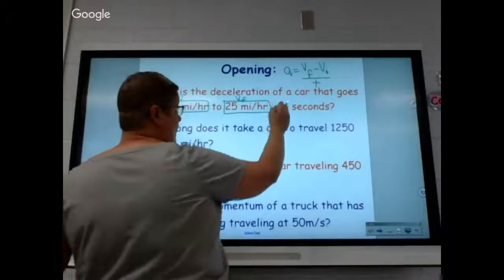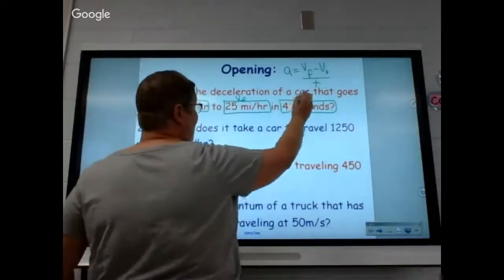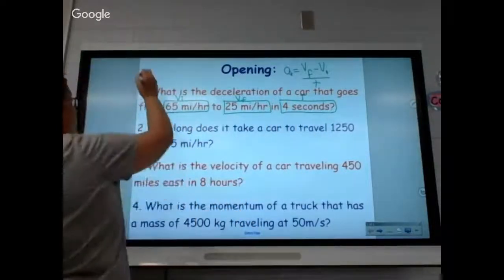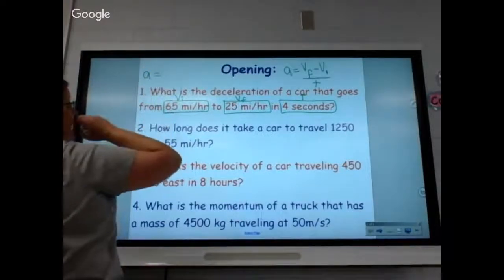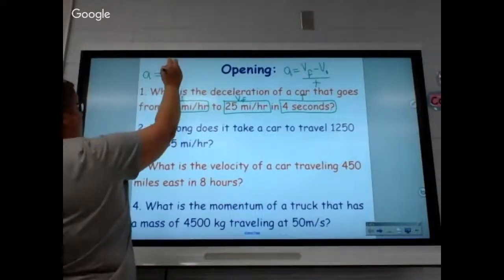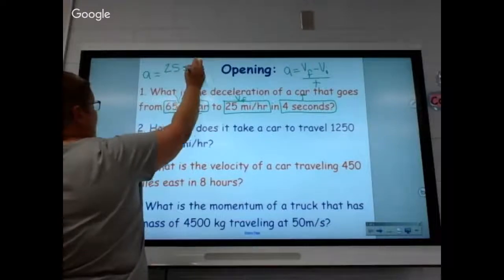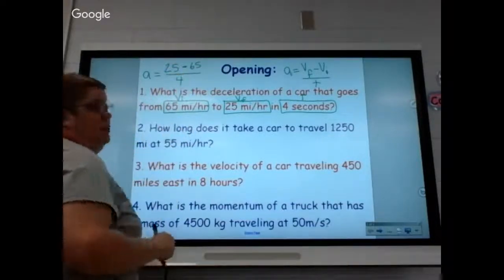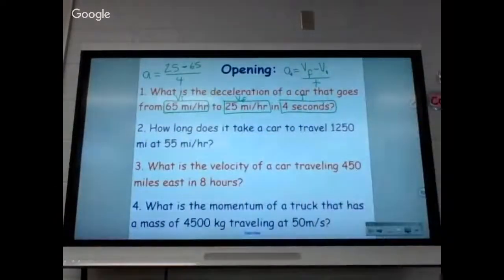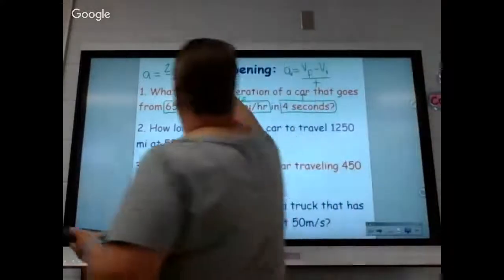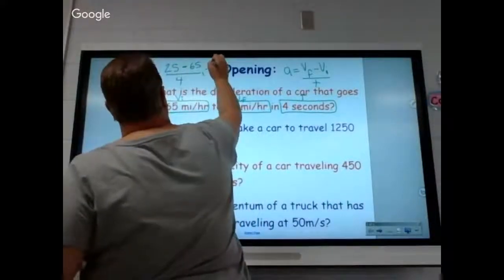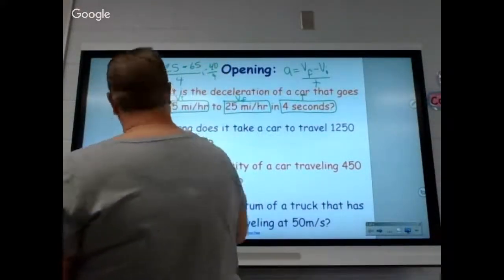All right, what's the 4? That's the time. So now we can plug in. So A equals, what's my VF? 25. Subtract 65 over 4. All right, 25 minus 65 is negative 40. Negative 40 divided by 4 is negative 10.